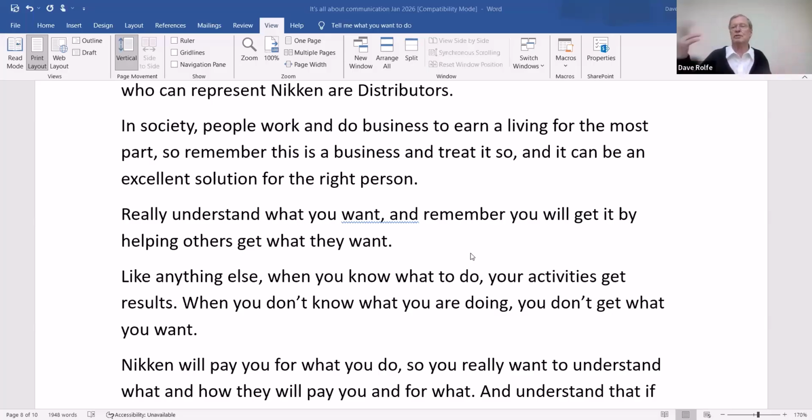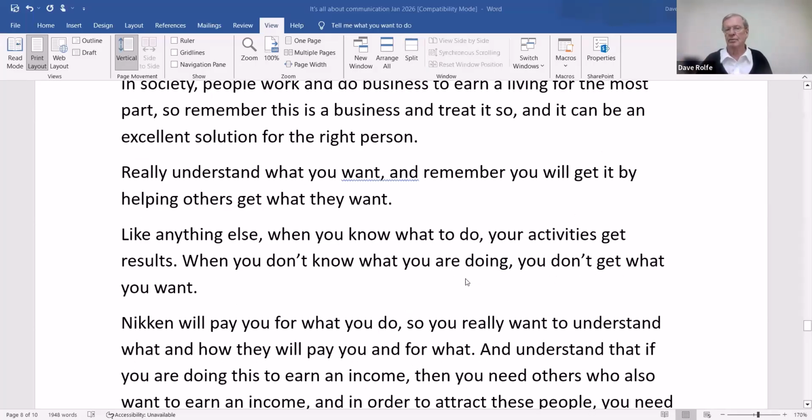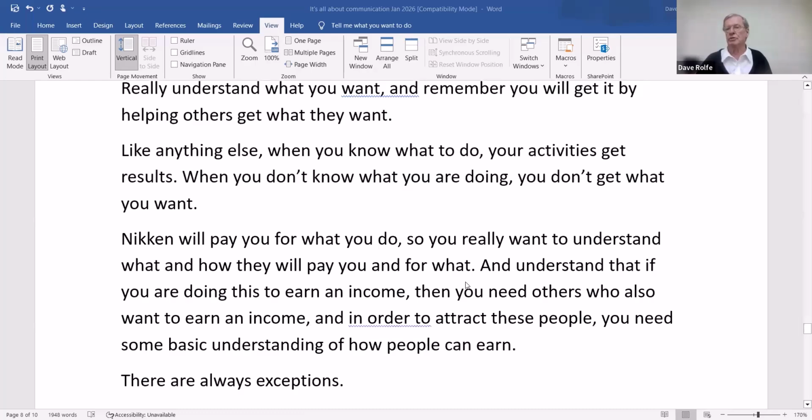Not everybody's going to be a doctor. Not everybody's going to be a lawyer. Not everybody's going to be a politician. Not everybody's going to be a bus driver. Not everybody's going to drive trucks for an oil company. Not everybody's going to be an explorer. Not everybody's going to be a hunter. You see, it's like anything else. When you know what to do, your activities get results. When you don't know what to do and what you're doing, you don't get what you want. And you've got to be honest with yourself about this. And you can't pretend, because this is real. This is real life. This is real activity. Nikan will pay you for what you do.